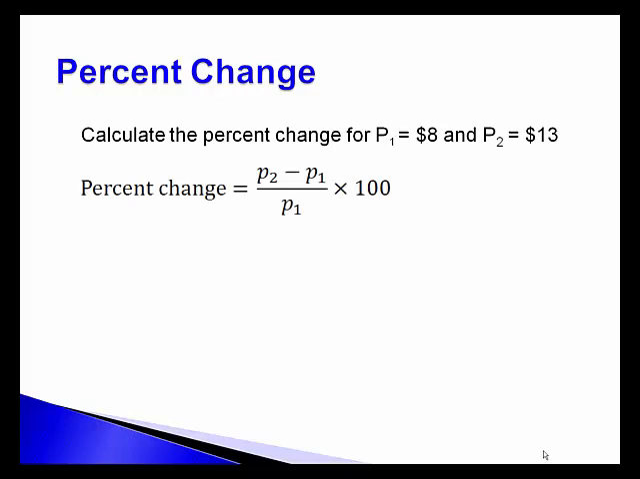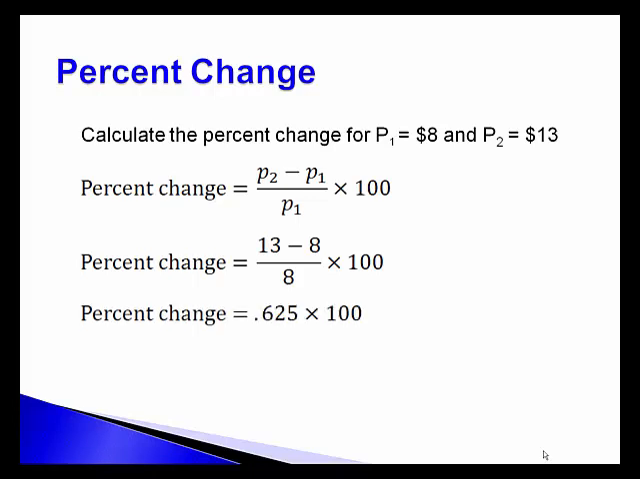To do this problem, we need a formula. The percent change formula is P2 minus P1 divided by P1 times 100. So let's start. We literally plug those numbers in. Notice our P2 is 13. P1 is 8, it goes in both of the places, and then we still need to multiply by 100. When we do those operations, we get 0.625 times 100.